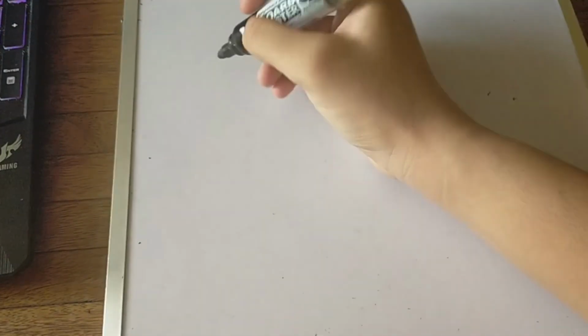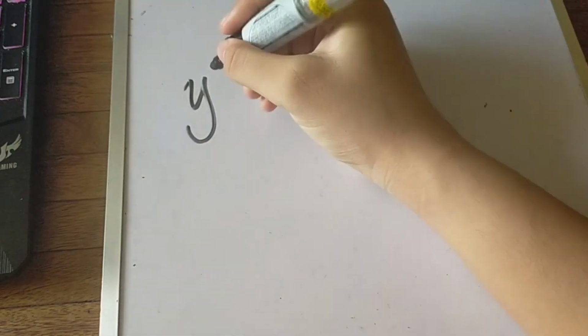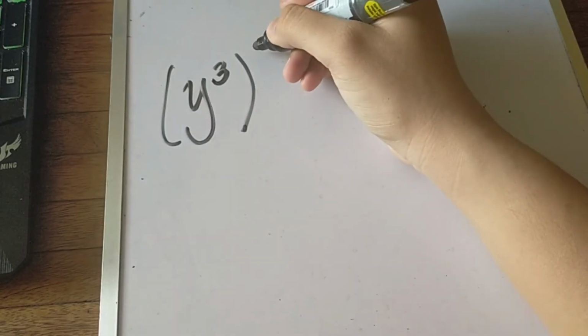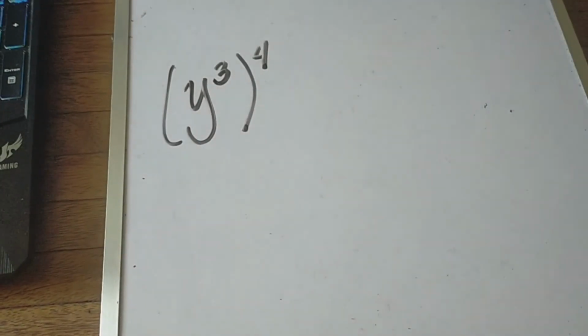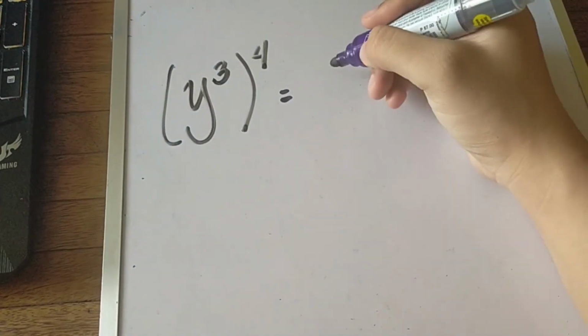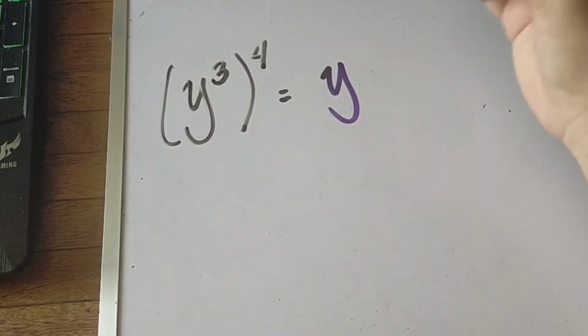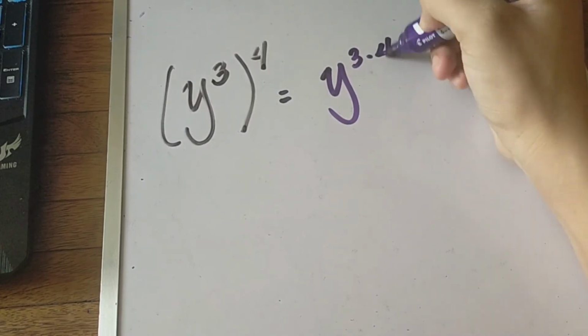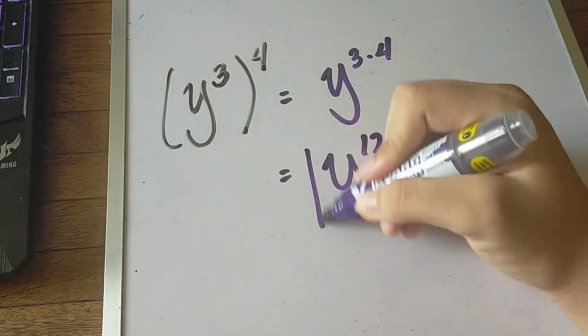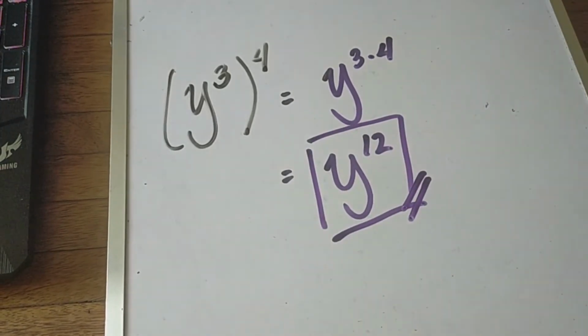Okay, let's have another example. For example, we have y raised to 3 raised to 4. We will just simply apply the power rule, copy the base, and then multiply the exponent. So we have y raised to 12, which is our final answer.